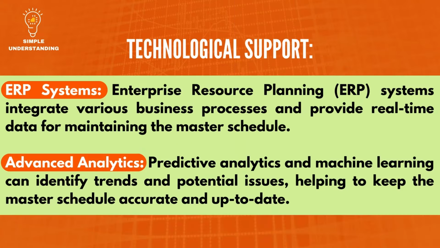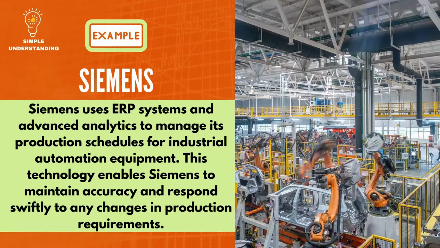7. Technological support. A. ERP systems. Enterprise Resource Planning (ERP) systems integrate various business processes and provide real-time data for maintaining the master schedule. B. Advanced analytics. Predictive analytics and machine learning can identify trends and potential issues, helping to keep the master schedule accurate and up-to-date. Example: Siemens.